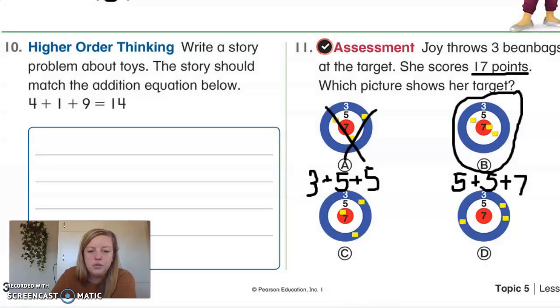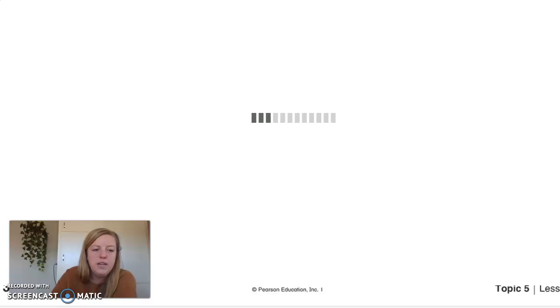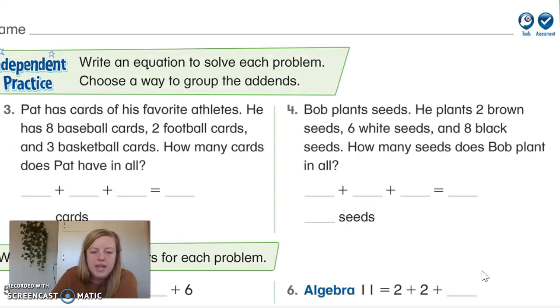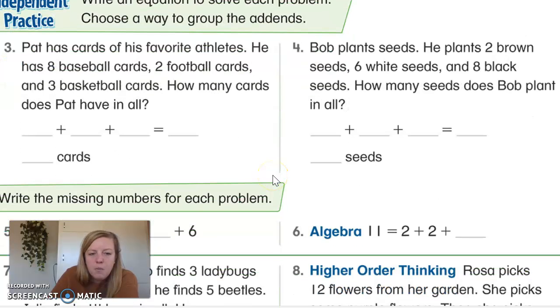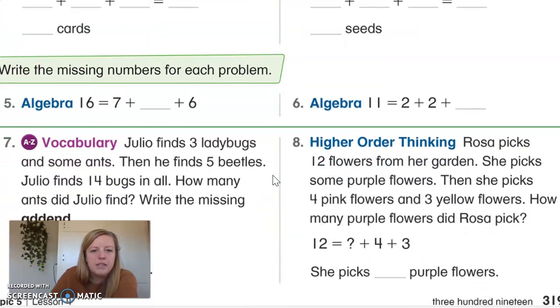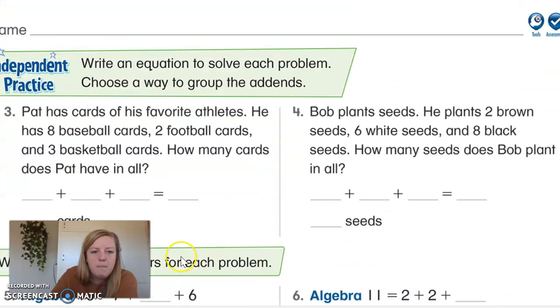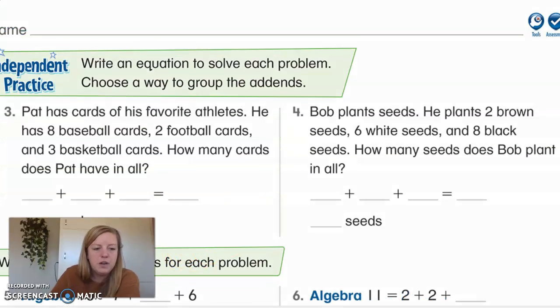All right, my first grade friends, you're going to get to do those last 2 pages on your own, so pages 320 and 319. Work on those in your workbooks with your pencil, and then send your teacher a picture of them on your seesaw when you are all finished.